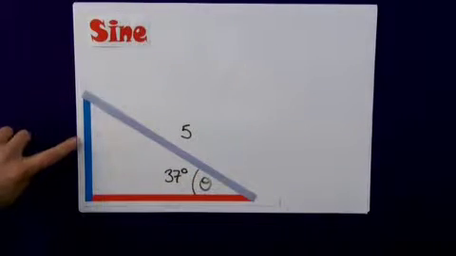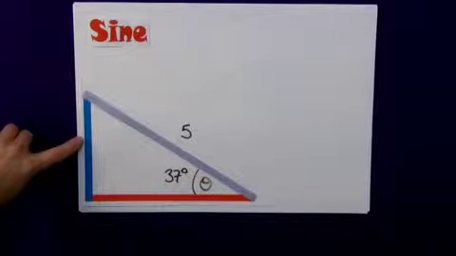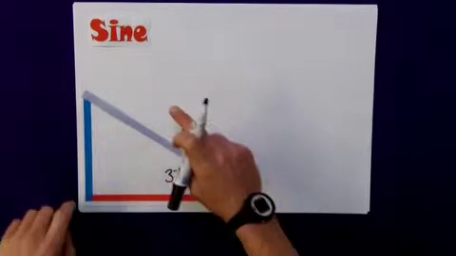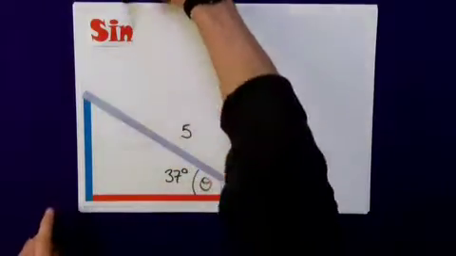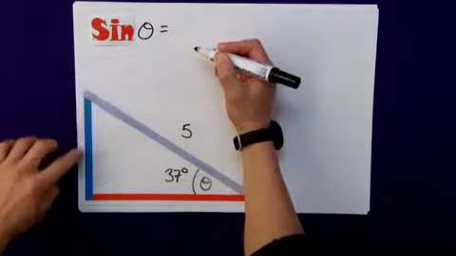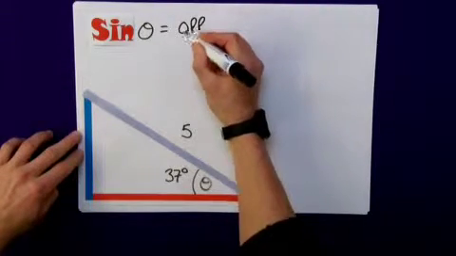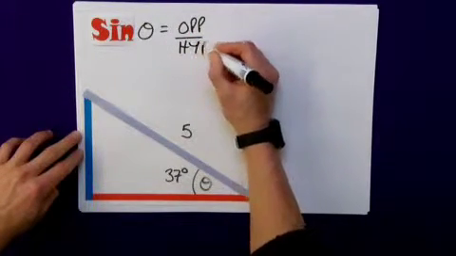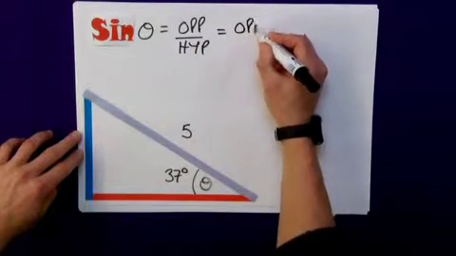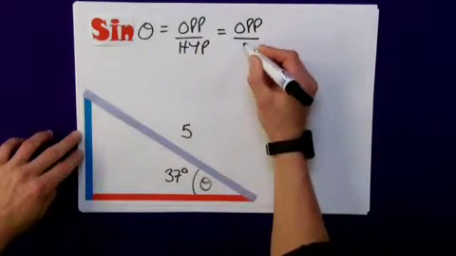So to calculate the length of this opposite side, I could use the hypotenuse and the opposite side, and that would use the ratio of sine. So the sine of theta is still equal to the opposite side over the hypotenuse, and the information that I have, I don't know the opposite side, but I do know the hypotenuse of 5.